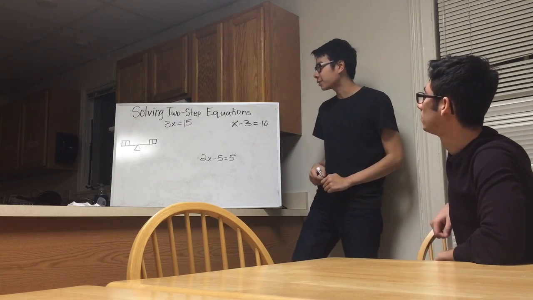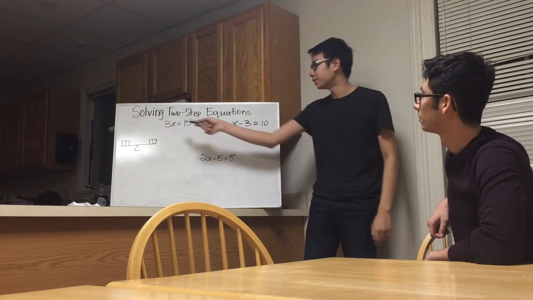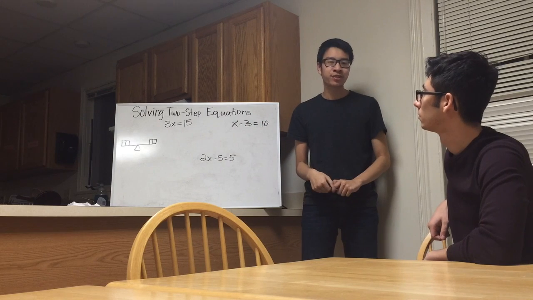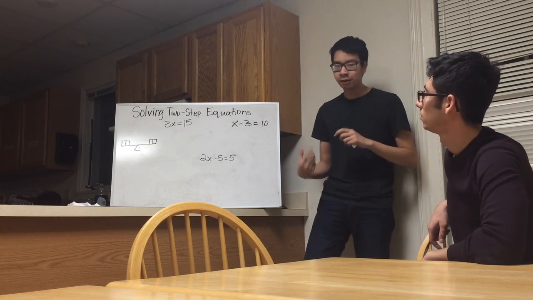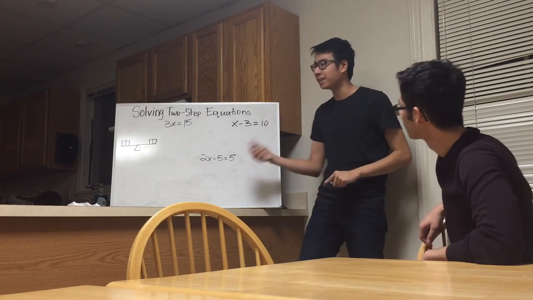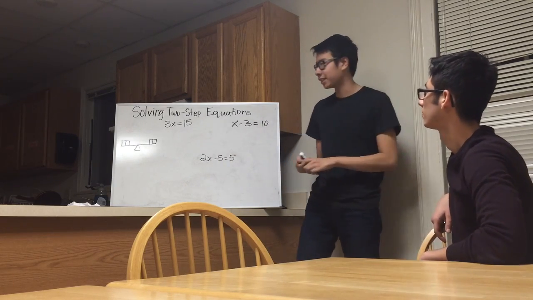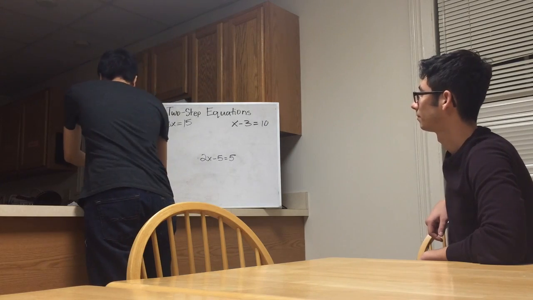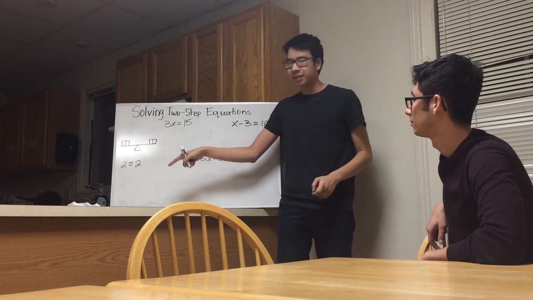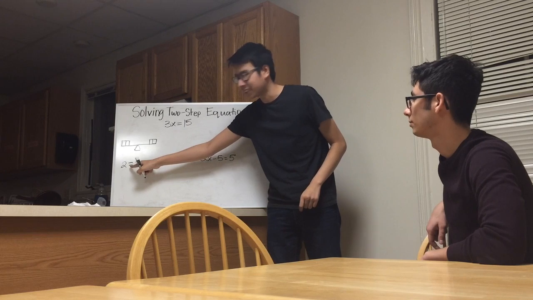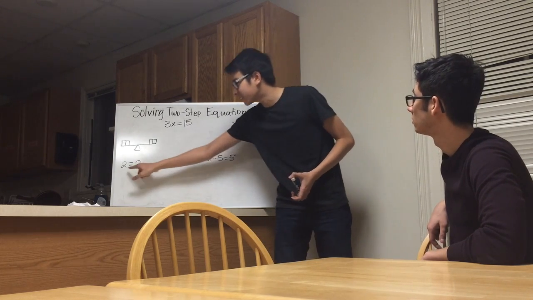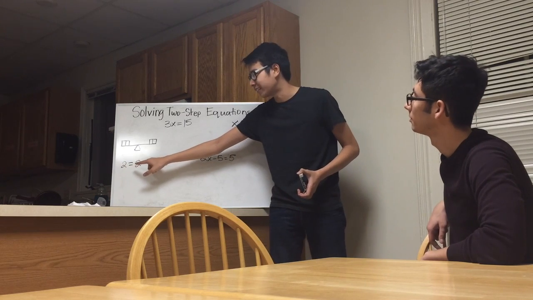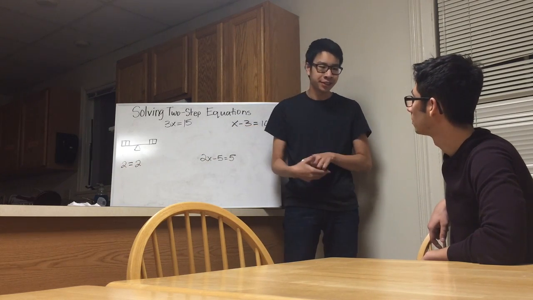So for today's class, we're going to be learning how to solve two-step equations. Last Friday, we went over how to solve one-step equations, and a fundamental thing to know is what an equation is. For example, 2 equals 2 is considered an equation because it has an equal sign in the middle. What that means is that the left-hand side of the equal sign and the right-hand side are equal to each other.